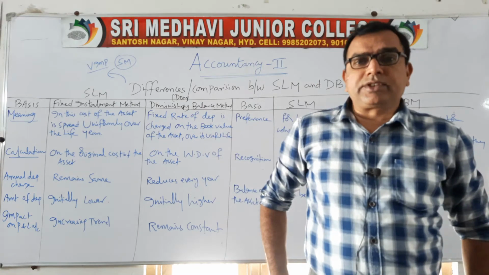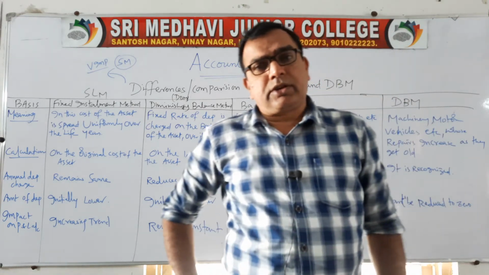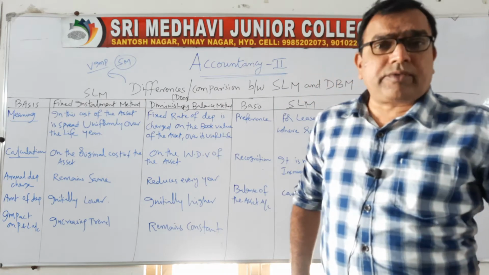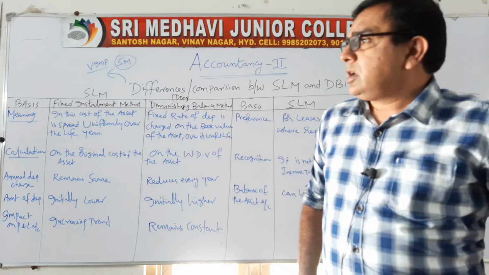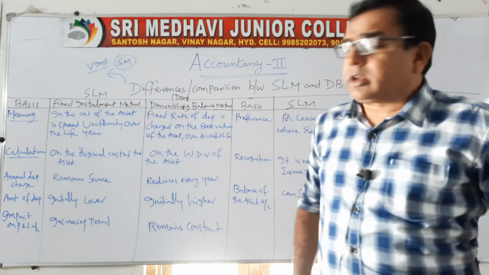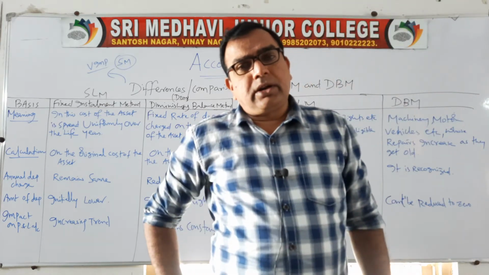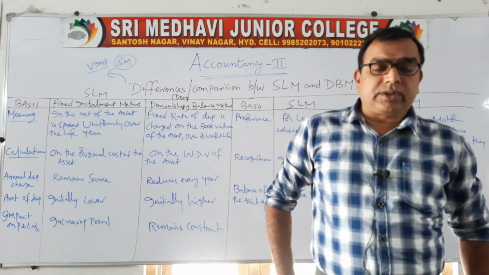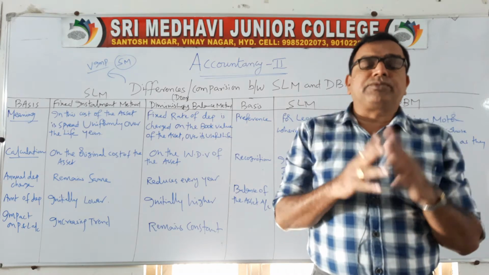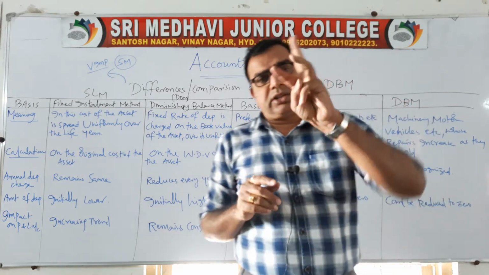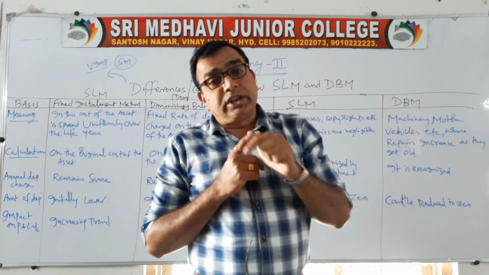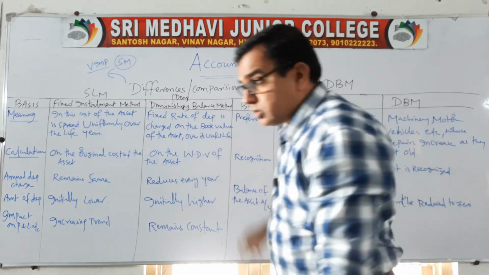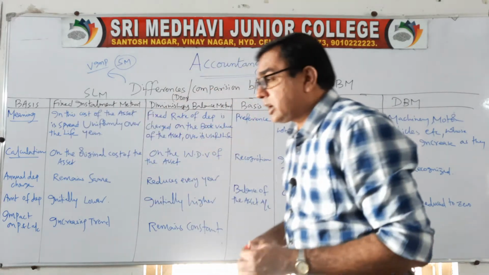In our previous class, we have discussed about the advantages and disadvantages of diminishing balance method. So in this, we are going to discuss a very important concept, the comparison or the differences between straight line method, that is fixed installment method, and diminishing balance method. So don't get confused with the names. Every method has got three names. Fixed installment method is also known as straight line method. SLM I have written here. So SLM stands for straight line method.